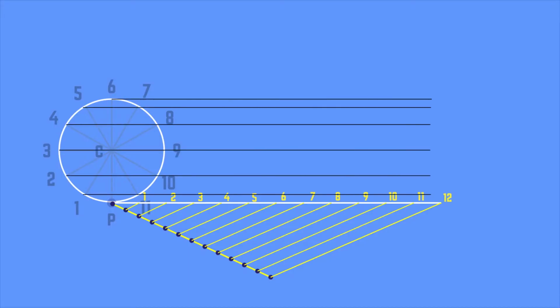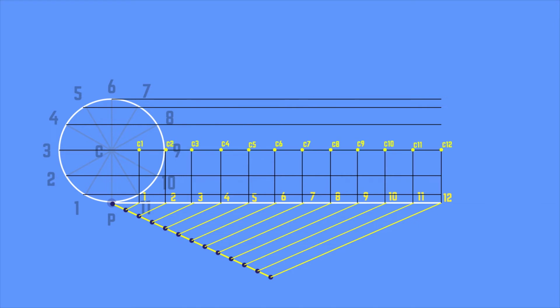Coming to step 3, draw the horizontal lines from the circle like this, up to the end of the bottom horizontal line. And draw the vertical lines from the horizontal line points to the center line of the circle. And finally give names to those also.